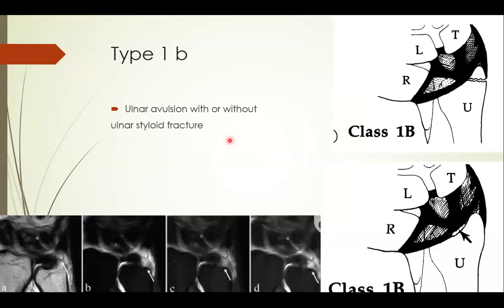1B will be an ulnar avulsion with or without a styloid fracture. This is a styloid fracture. And this is the one without a styloid fracture, but then there is an ulnar avulsion.